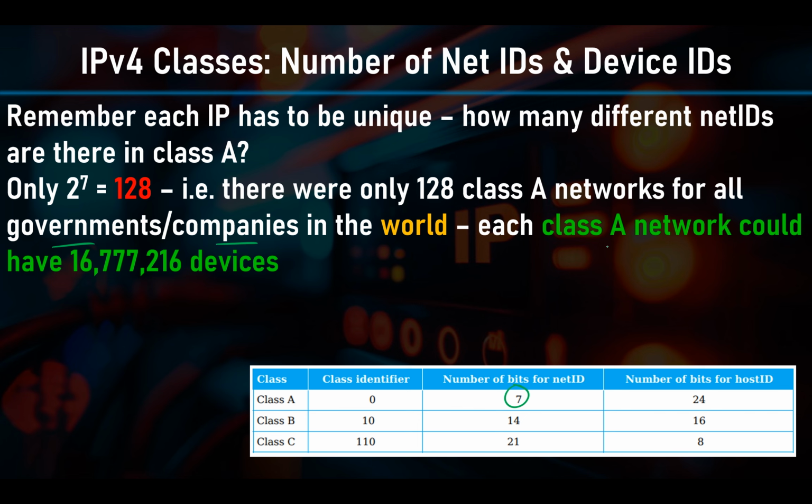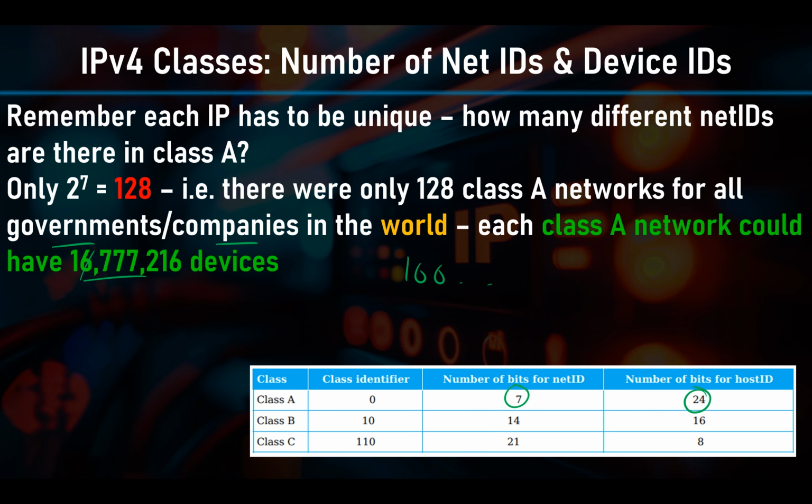However, I guess the good thing about it is that a Class A network could have 16 million, you know, 777,000 different devices. And the reason for that is because obviously 2 to the power of 24. However, we'll see in a minute that this is actually a bit of a problem because, let's say you have a company that only needs, let's say, 1 million different devices.